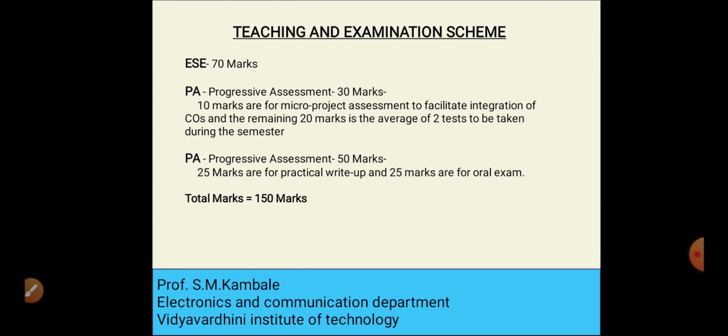Now the practical. Our subject, Fundamental of Power Electronics, has an external oral. So for the external oral there are 25 marks, and for the internal oral there are 25 marks. So the total ESE for the practical is 25 and PA for the practical is 25. So the total is 50.